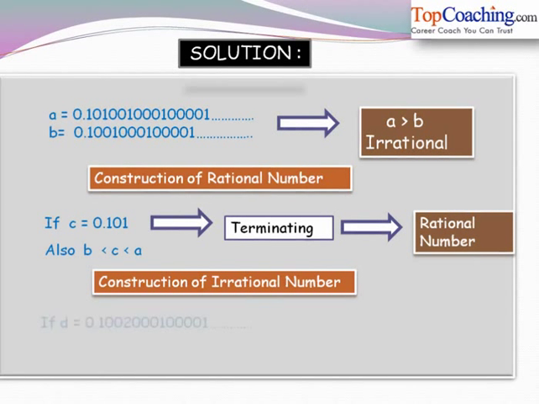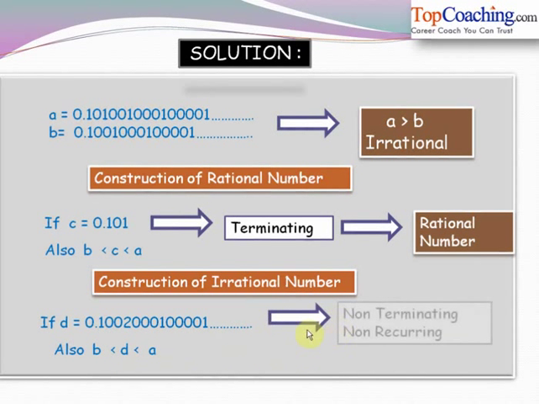Now, if we consider the number D equal to 0.10020001 0001 and so on, if we consider this number, then why? Because the third place is 0 and the third place is 1. So, A is of course greater than D. But when we compare B and D, we see that the fourth place of decimal here is 2 and the fourth place of decimal here is 1. Therefore, D is greater than B but is less than A.